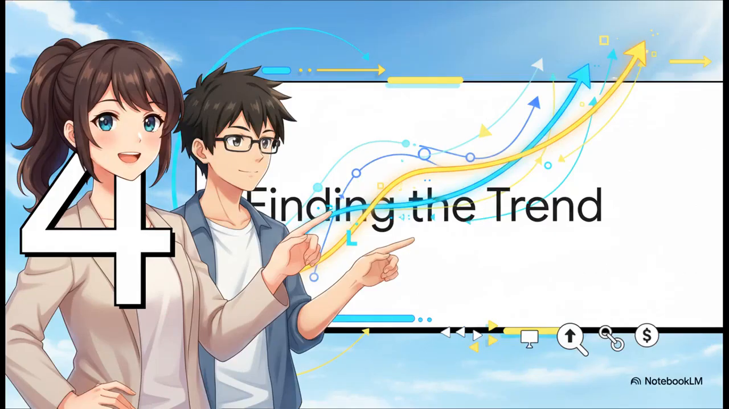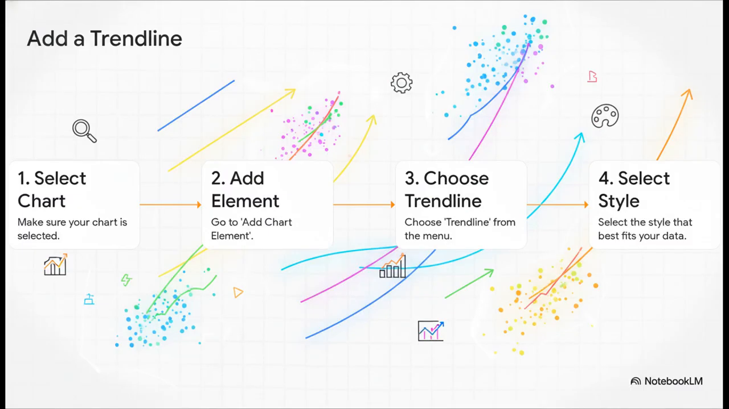Okay, our chart is clean, it's focused, it looks great. Now for the really cool part. Let's add a layer of analysis and reveal the pattern hiding in plain sight. This feature is an absolute game changer. Just make sure your chart is selected, then go up to your chart tools and find Add Chart Element. A little menu will pop down and you just navigate to Trendline. You'll see a few options and you just pick the one that best matches the pattern in your dots.